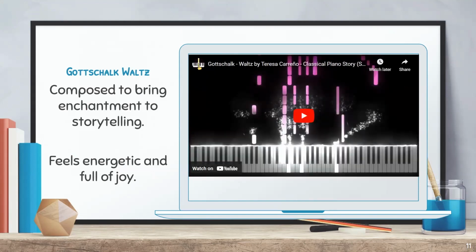Hey, so there's Gottschalk's Waltz. Again, that energetic, lively feeling gets you up and moving around.